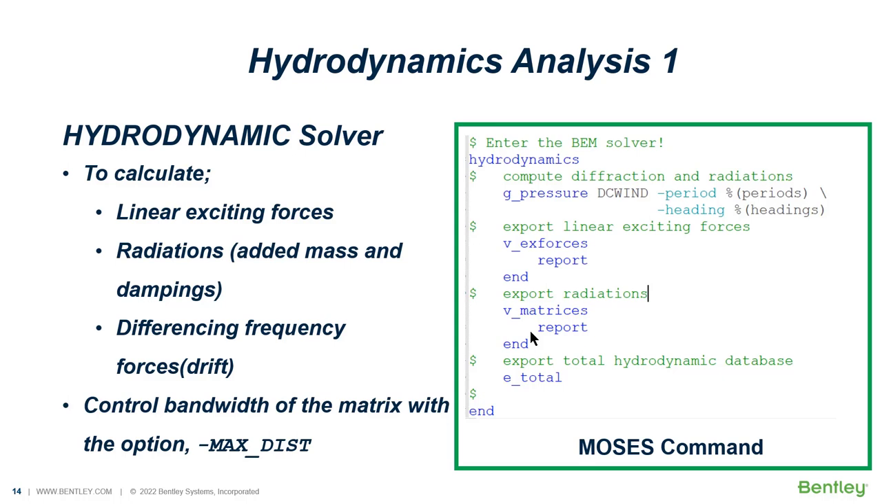What it does is that according to the distance the user inputs on this option, MOSES puts zeros to the coupling terms to save the analysis time. This is a kind of tip of the analysis to reduce the analysis time. And at the end of the hydrodynamics menu, we can export the hydrodynamic database calculated here with this etotal command. So we do not need to run this highly time-consuming analysis every time we run the analysis. I mean, we can just import the hydrodynamic database once it is calculated.